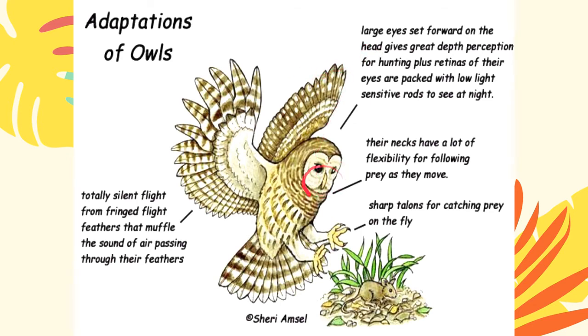They have large eyes set forward in the head to give great depth perception for hunting. Their necks have a lot of flexibility. They can turn them almost 360 degrees for following their prey as they move, and they have sharp talons for catching their prey on the fly.